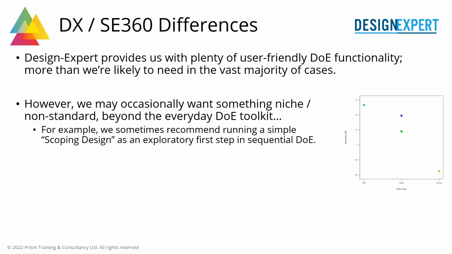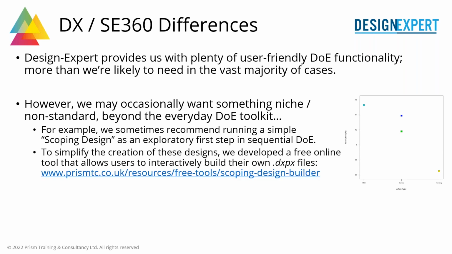So what we did for this particular one-off niche problem is we built a tool that we've hosted on our website. And this is fine for us. We can justify doing this because we talk about these scoping designs a lot in our training courses, and we deliver a lot of DOE training. So for us, it was worth the hassle and the time and the cost of developing a website that allows us to host interactive tools. And we then built this scoping design builder tool.